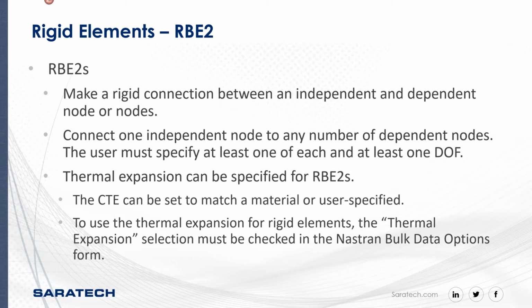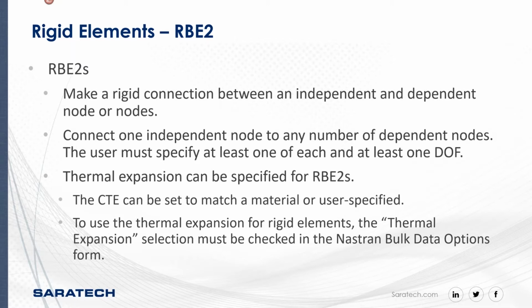So here's just some general information about RBE2 elements. It connects one independent node to any number of dependent nodes, and then we need to specify at least 1 degree of freedom. So you need to lock down any one of those 6 degrees of freedom.